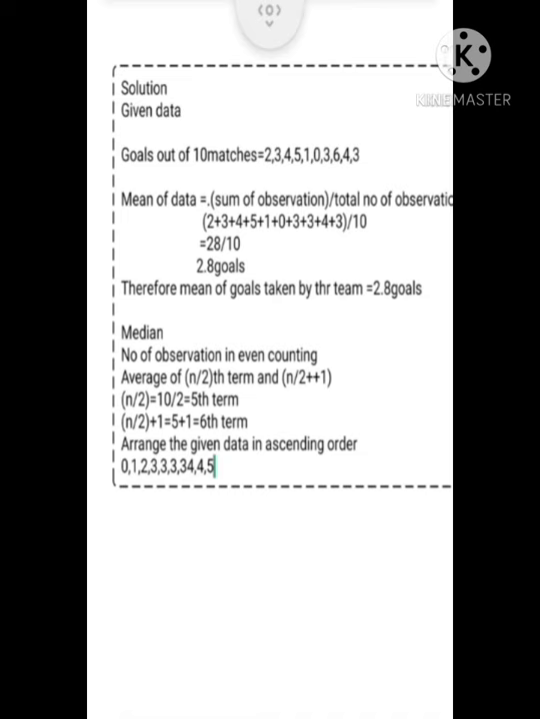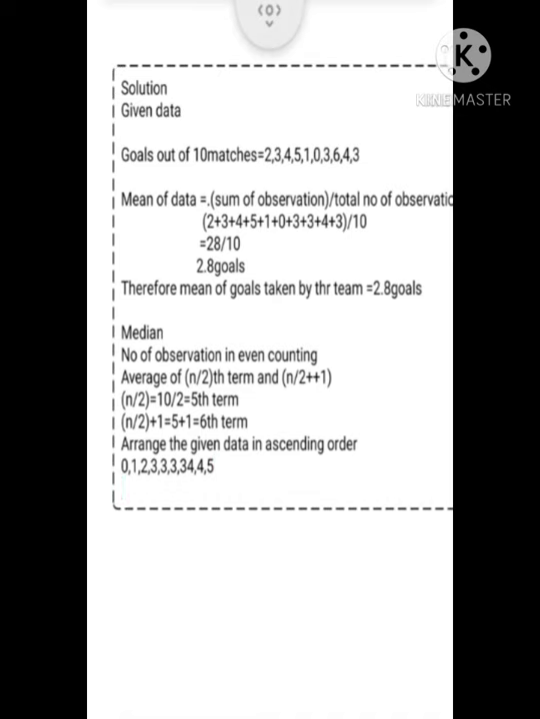Here, which is the fifth term and which is the sixth term? The fifth term: 1, 2, 3, 4, 5, so the fifth term is 3. The sixth term is also 3. So you can directly write that the fifth term is equal to the sixth term, both are 3. So we need to find the median.